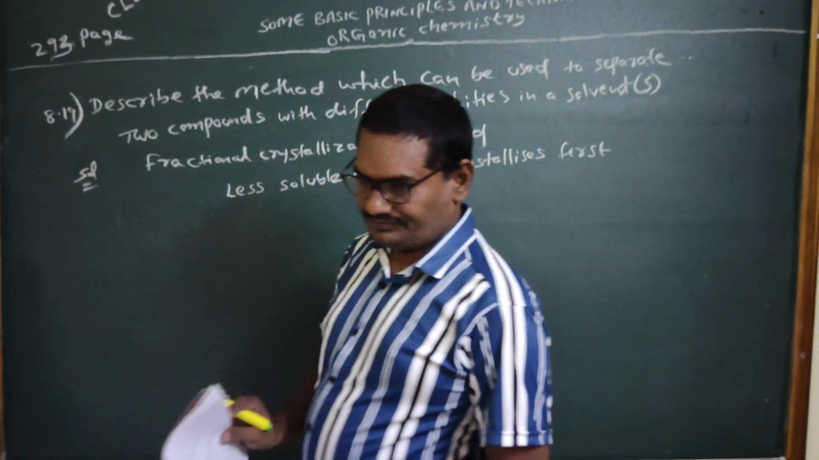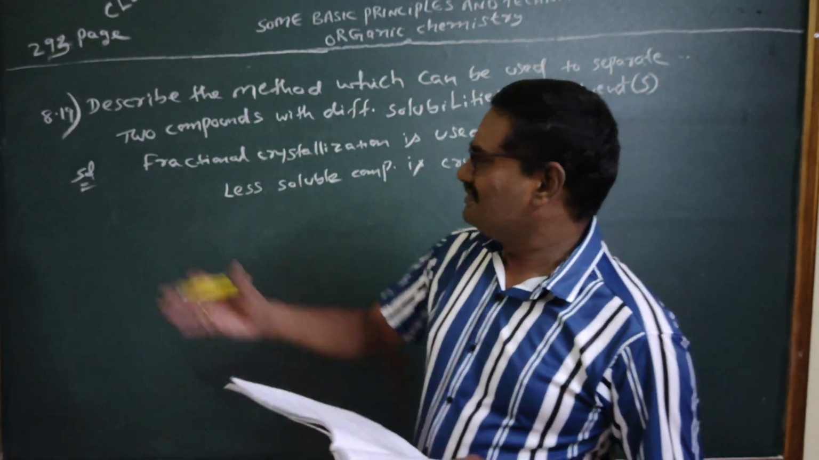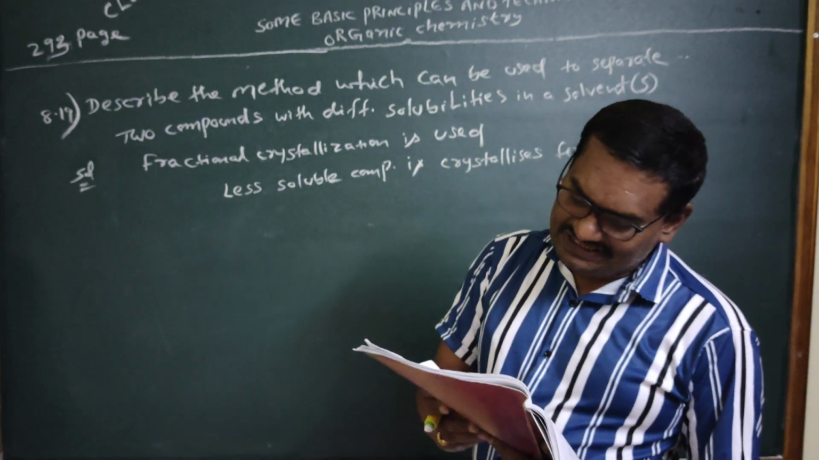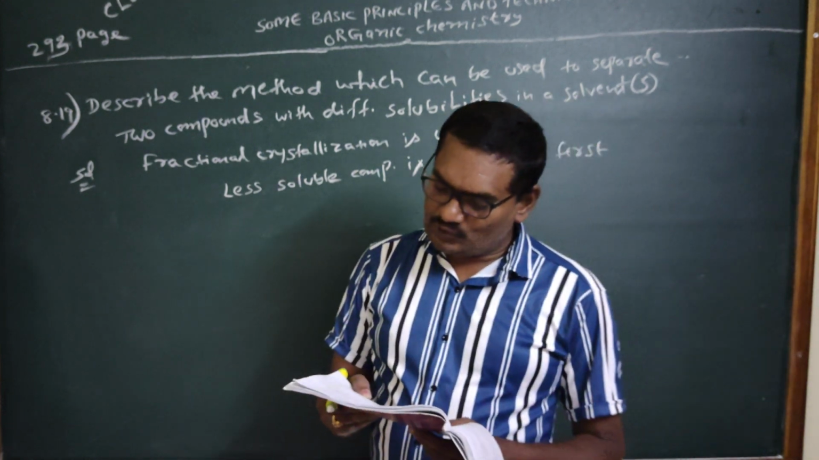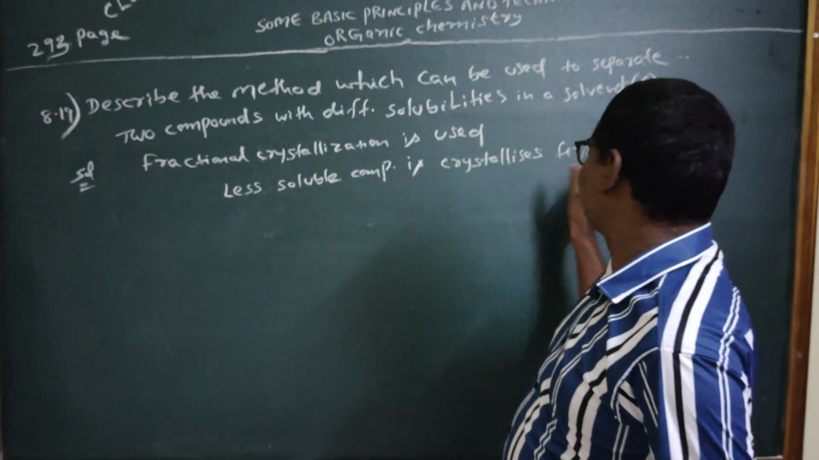So, next one, 8.19, page number 293. Describe the method which can be used to separate two compounds with different solubilities in a solvent S.